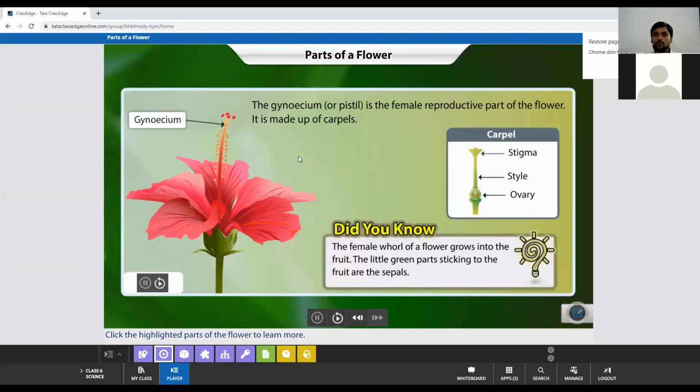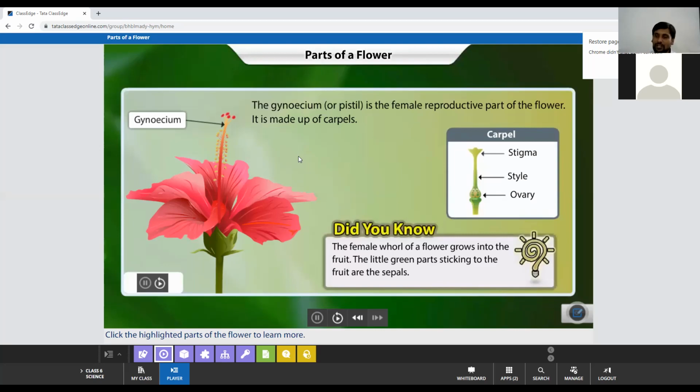The first topmost part is called the stigma. Usually when we touch the flowers, it will be very sticky. Yes or no? So this part is called the stigma. Why is it sticky? Because it produces a sugary substance. Usually we call it nectar. So the stigma part produces that sugary substance, which is called nectar.